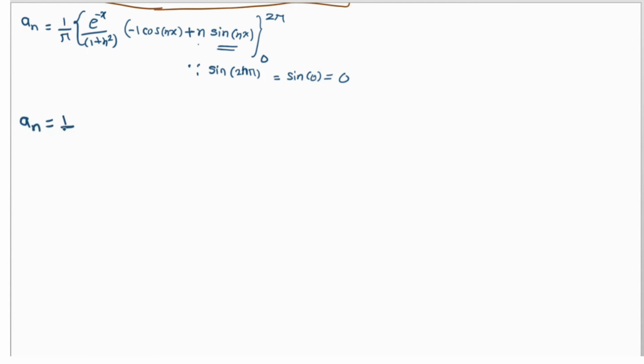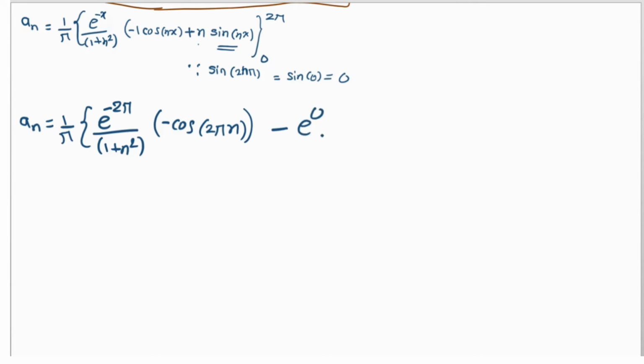Upper limit is 2 pi. Put x equals 2 pi. So e raised to power minus 2 pi divided by 1 plus n square into minus cos 2 pi n. Minus of lower limit x equals 0. So e raised to power 0 divided by 1 plus n square minus cos 0.